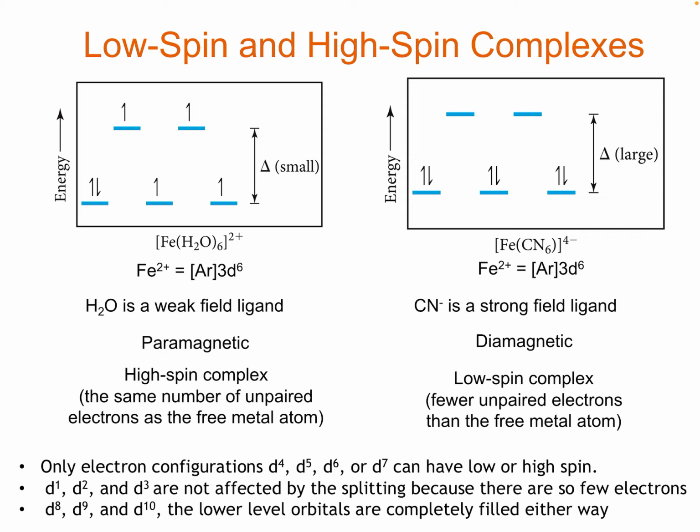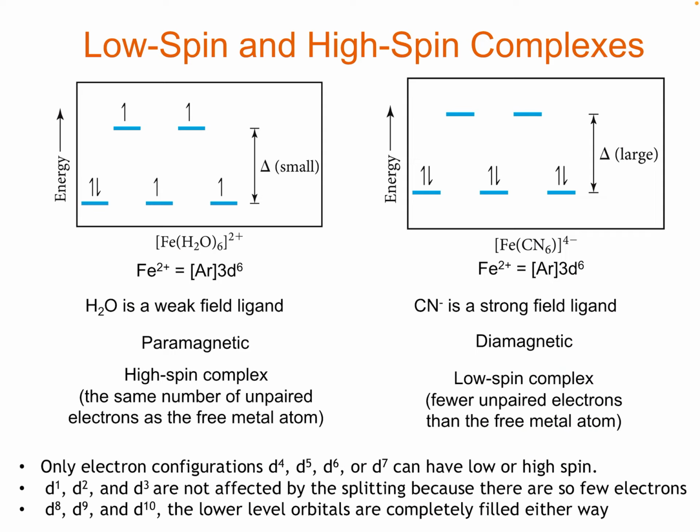Okay, so let's look at two different examples here. One, we have iron with water, and the other one we have iron with cyanide. In both cases we have iron 2+, so we have the same number of valence electrons. So we have 6 valence electrons. Water is a weak field ligand, so that means our crystal field splitting energy is small, whereas cyanide is a strong field ligand, so our crystal field splitting energy is large.